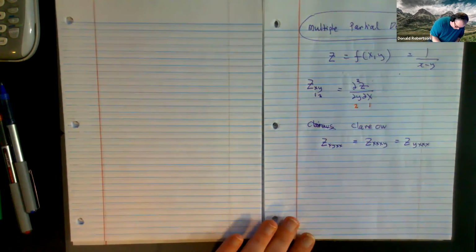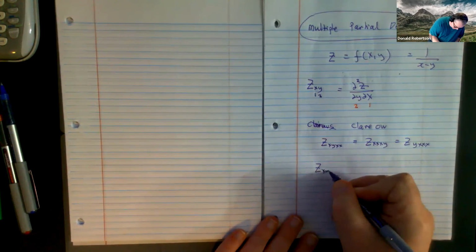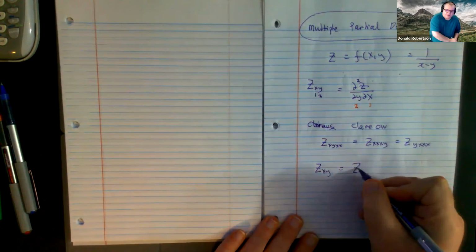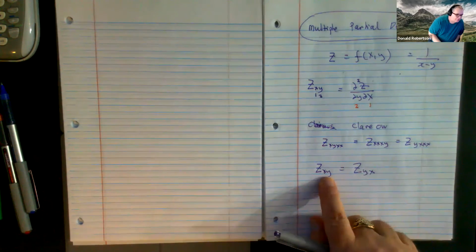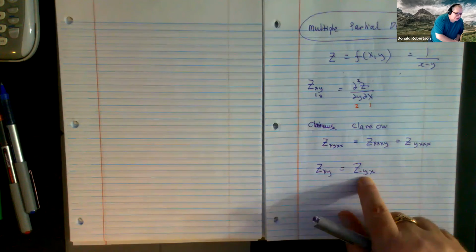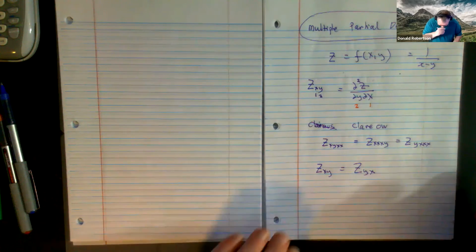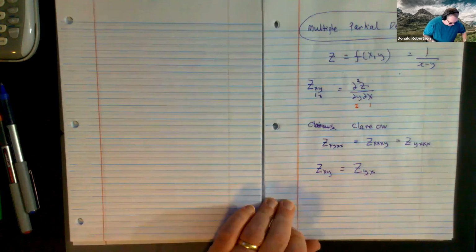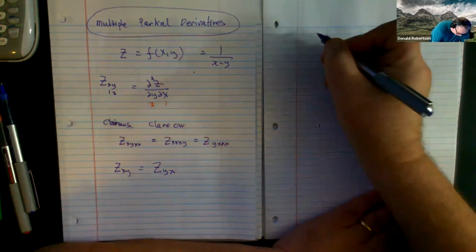Which brings me to one of the properties that is very commonly used. If I know the second derivative x then y, isn't it always going to be the same as the second derivative y versus x? So I can kind of save some time. And that's true whether the function is symmetric or not.